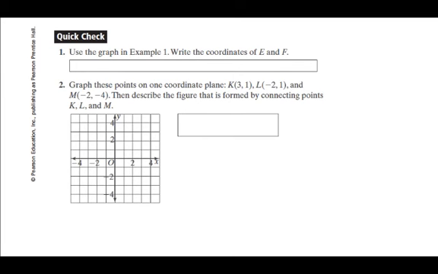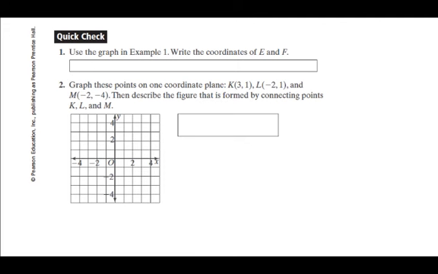Now I want you to try the quick check on your own. Pause the video and try question number 1. You are going to use the example up at the top of the page and write the coordinates for point E and point F. As soon as you're done, start the video again.